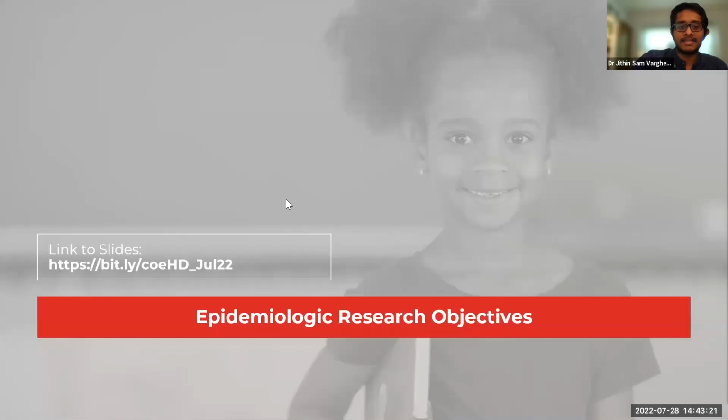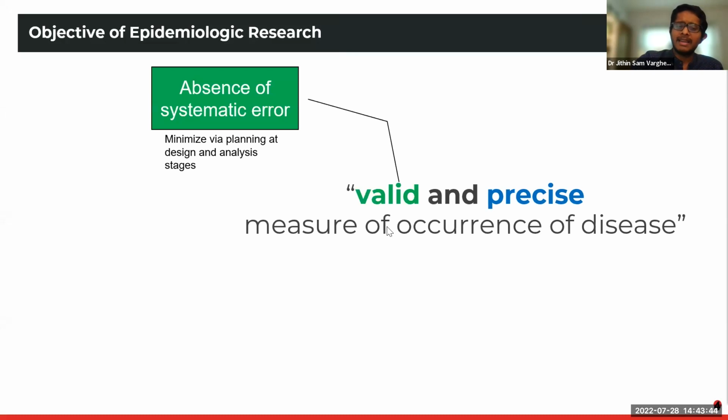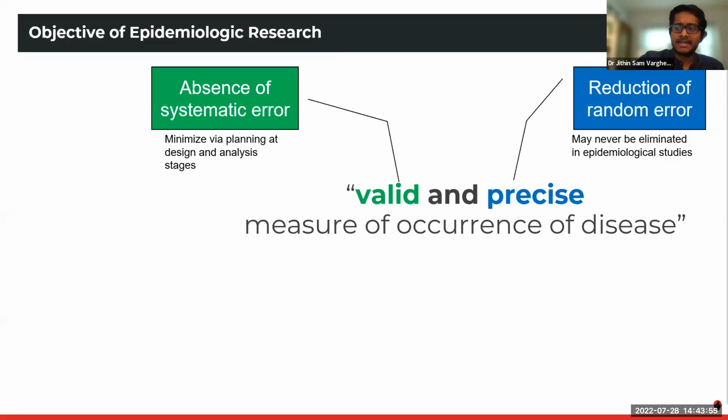So the first section is on epidemiologic research objectives. And the first objective is basically to get a valid and precise measure of occurrence of disease or distribution of disease. And these measures of occurrence or distribution consist of things which all of you may be familiar with, measures like prevalence and incidence. Now, by valid, we mean the absence of systematic error. And this is ideally minimized by planning at the design and analysis stages of the study. By precise, we mean the reduction of random error. Now, this may never be fully eliminated in epidemiological studies.